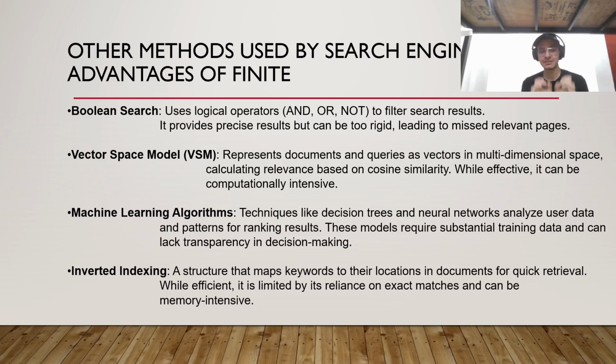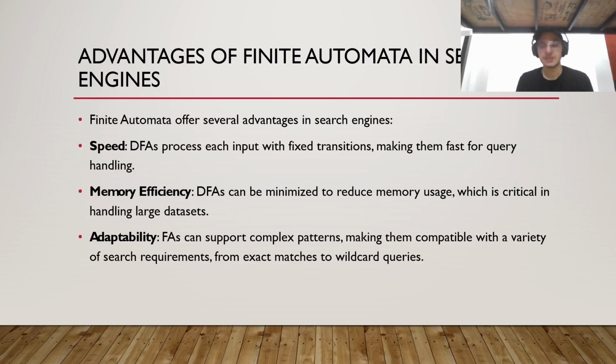Next, inverted indexing, a structure that maps keywords to their locations in documents for quick retrieval. While efficient, it is limited by its reliance on exact matches and can be memory intensive. Now, let's have a look at advantages of finite automata in search engines.